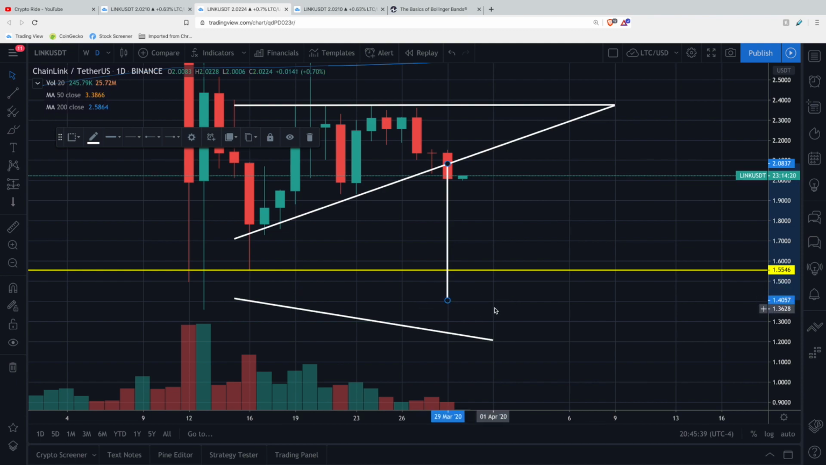So, I told you I'd give you targets. That is one on the downside. Keep an eye out on $1.55 and $1.40.